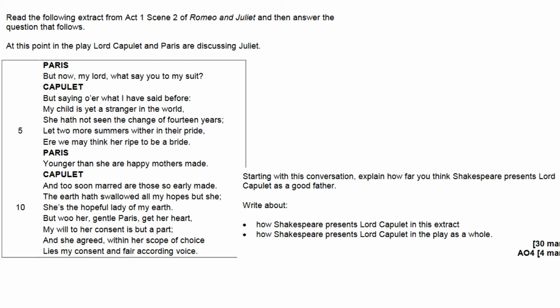At this point in the play, Lord Capulet and Paris are discussing Juliet. Starting with this conversation, explain how far you think Shakespeare presents Lord Capulet as a good father. Write about how Shakespeare presents Lord Capulet in this extract, how Shakespeare presents Lord Capulet in the play as a whole. I would like you to pause the tutorial at this point, and I would like you to underline the key words in the question and also understand why you've underlined those particular words. Please pause now.